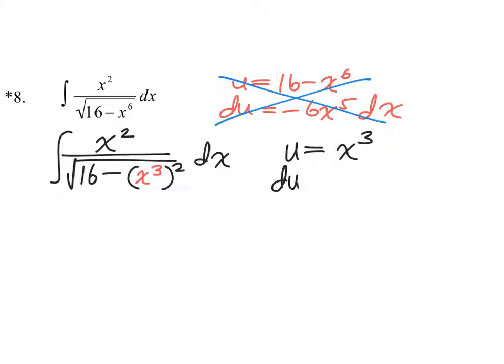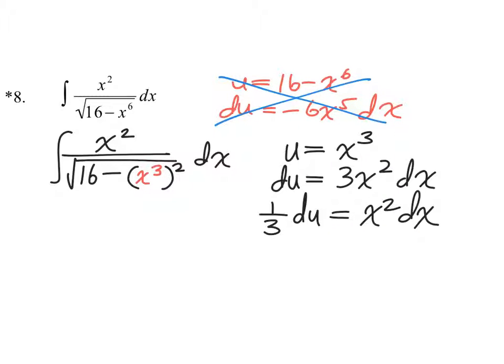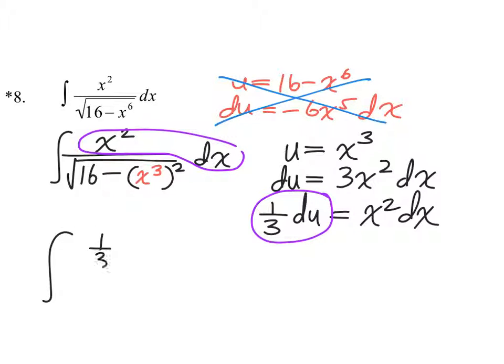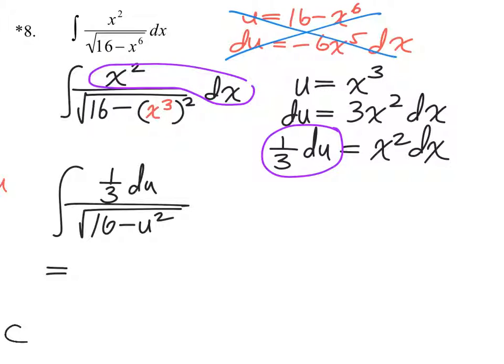All right, so then du would be equal to 3x squared dx. It's wonderful. I'm just off by a 3, so let me divide both sides by 3. Could do a little substitution here. Start cleaning things up. This can replace this. So we're looking at a new integral with a 1/3 du on top and the square root of 16 minus u squared on the bottom. All right, so I can clean this up a little bit. I'll write it as 1/3 the antiderivative of 1 over the square root of 16 minus u squared du.